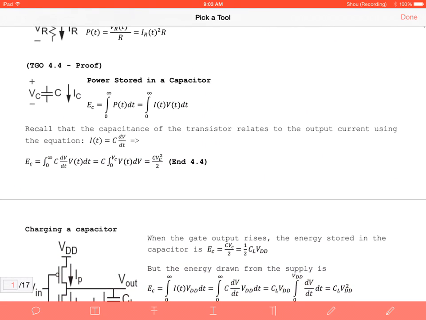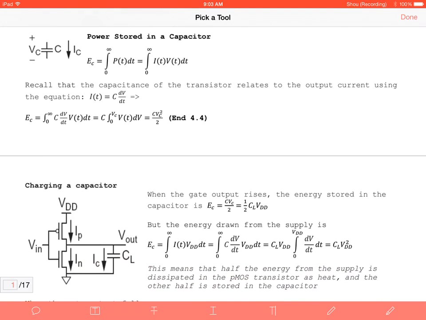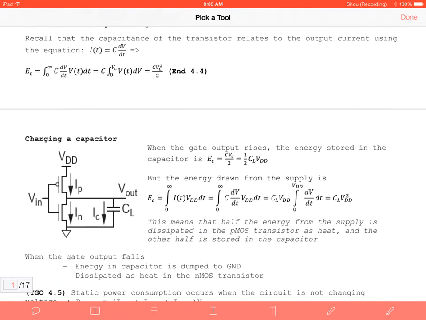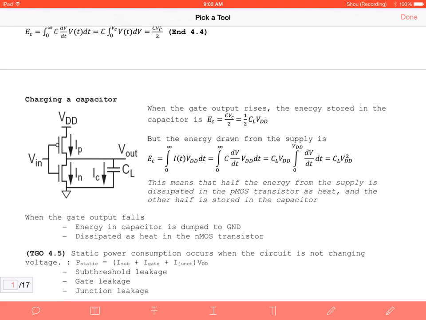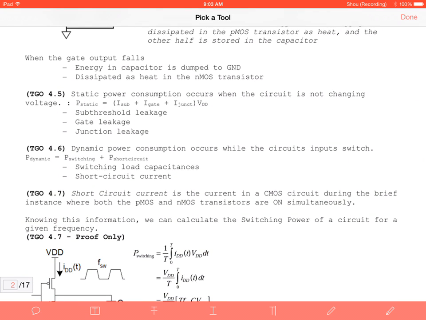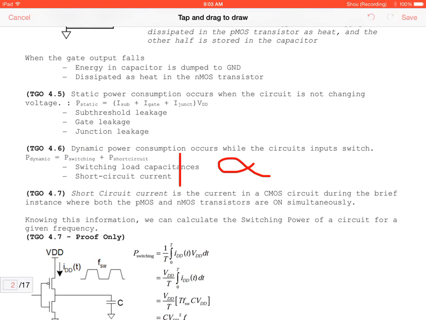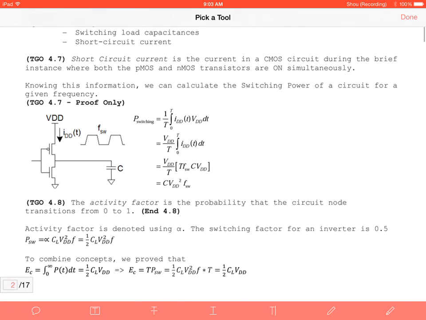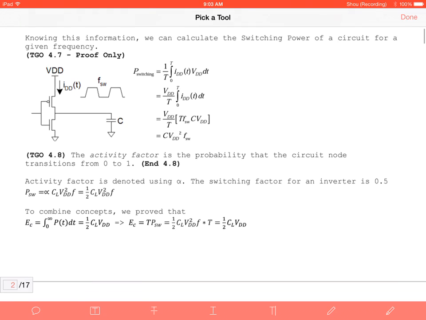We did a proof that the energy is proportional to the capacitance and the square of the supply voltage, specifically C_L times V_DD squared for energy. And then we were able to relate the static and dynamic power consumption. We figured out the switching factor. So we have the dynamic power is equal to switching factor times the load capacitance times V_DD squared times the frequency, which is what we've proved here.